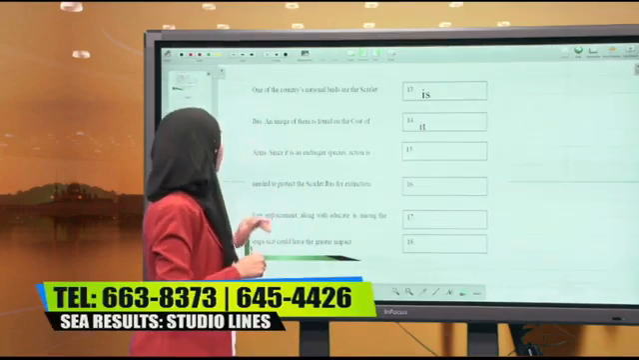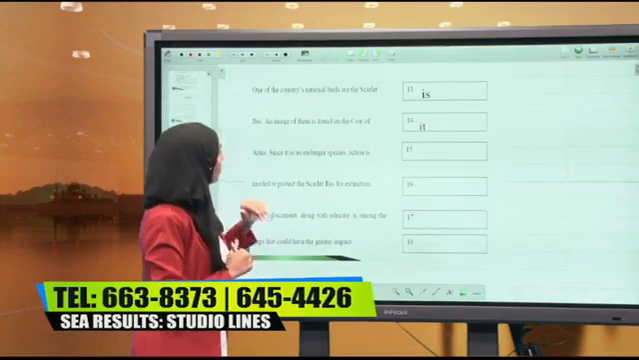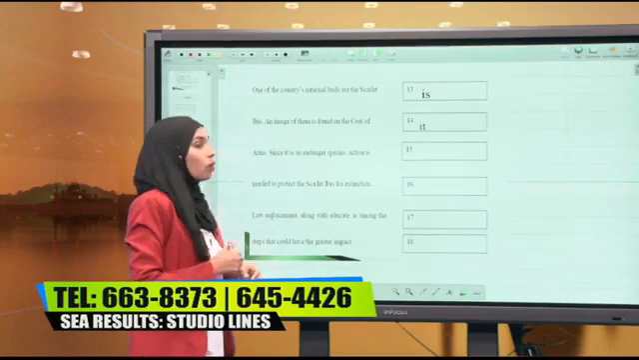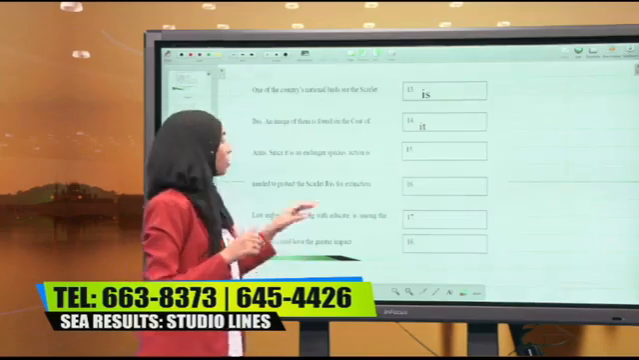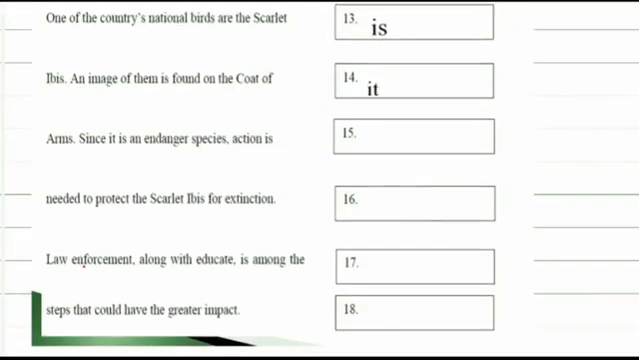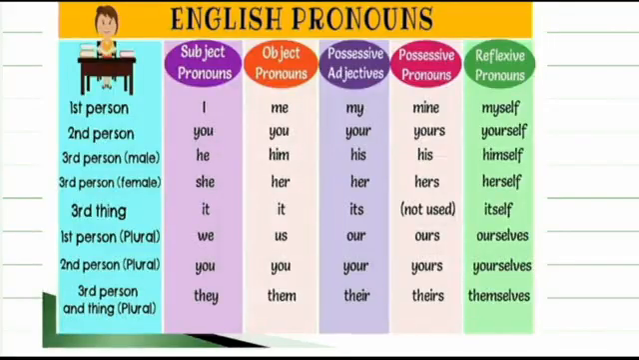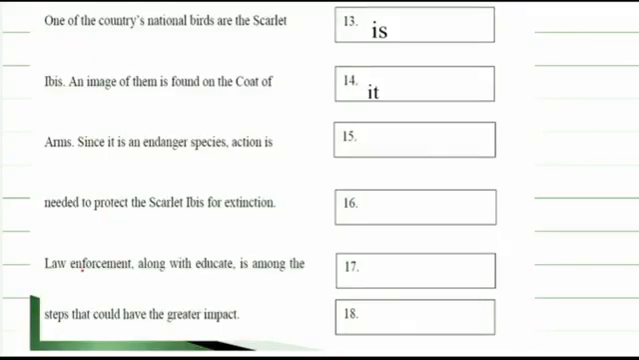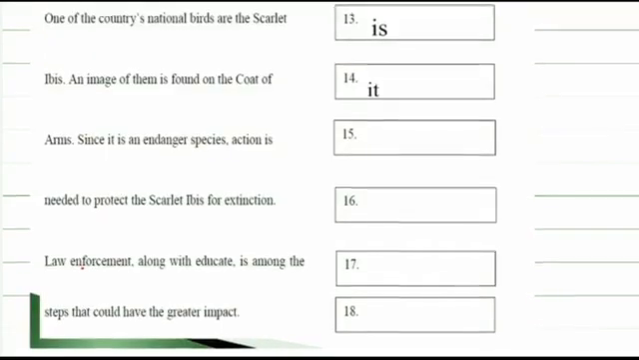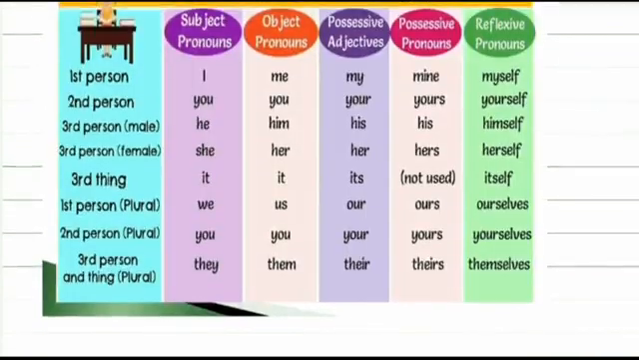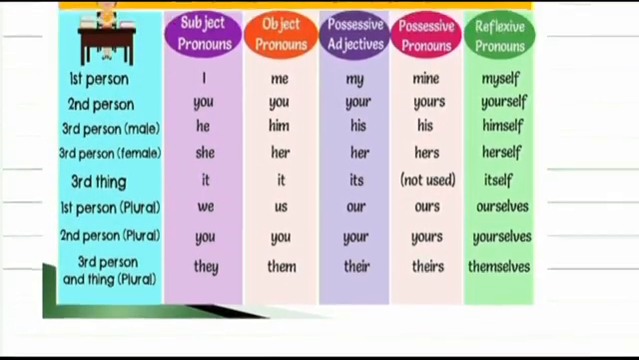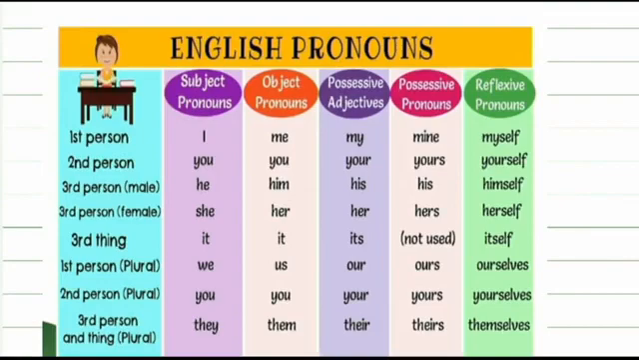So we're going to read this line. An image of them is found on a coat of arms. So instead of them, we actually used it. Now, why did we use it rather than them? That's very simple. You have here scarlet ibis. We know we are talking about the scarlet ibis. So that is your noun there. So to replace a noun, we have object pronouns or subject pronouns that we can use to replace nouns in a sentence. You already know this.